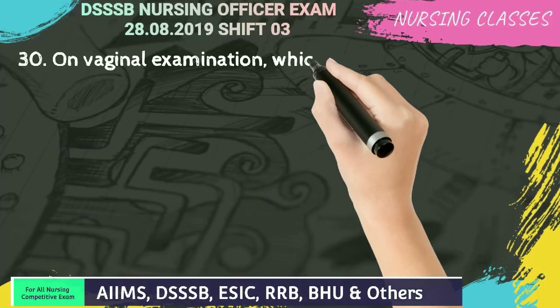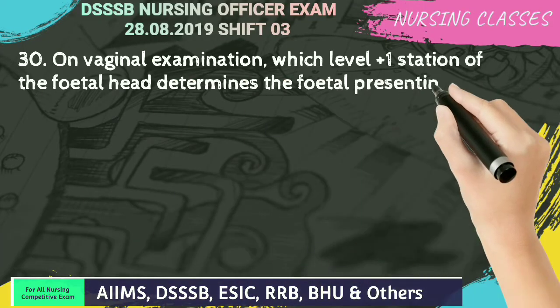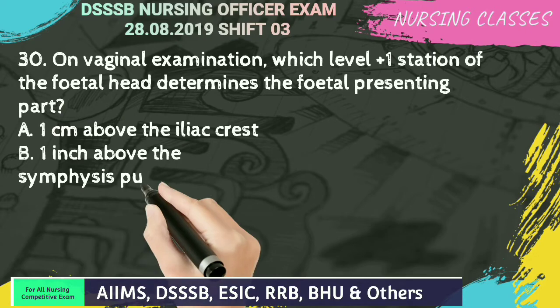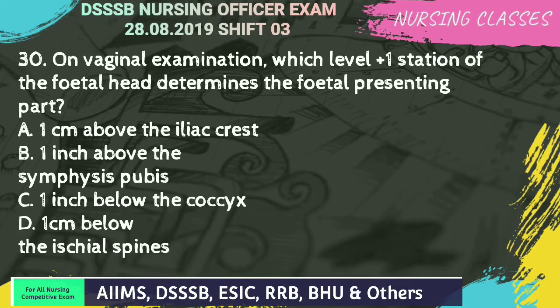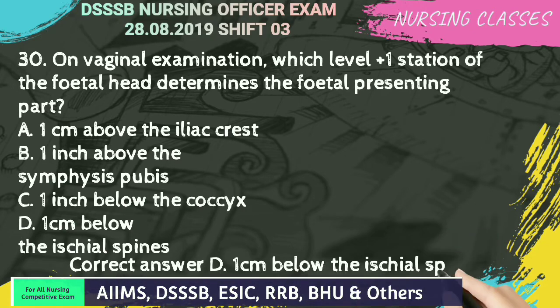30. On vaginal examination, which level plus 1 station of the fetal head determines the fetal presenting part? A. 1 cm above the iliac crest. B. 1 inch above the symphysis pubis. C. 1 inch below the coccyx. D. 1 cm below the ischial spines. Correct answer D. 1 cm below the ischial spines.